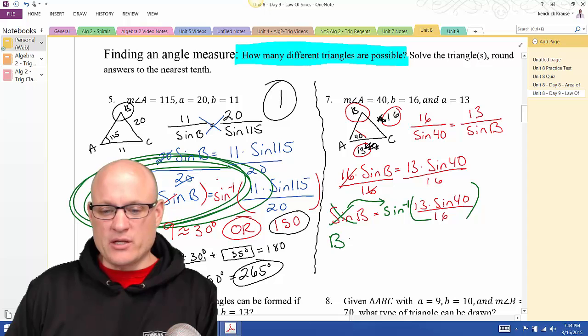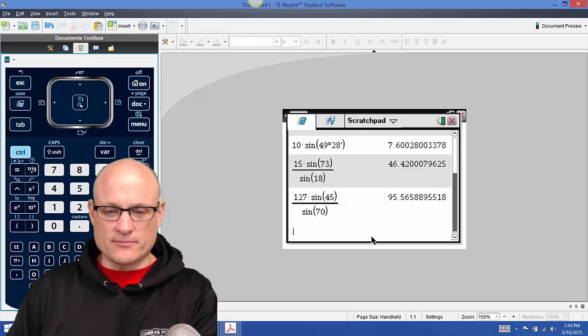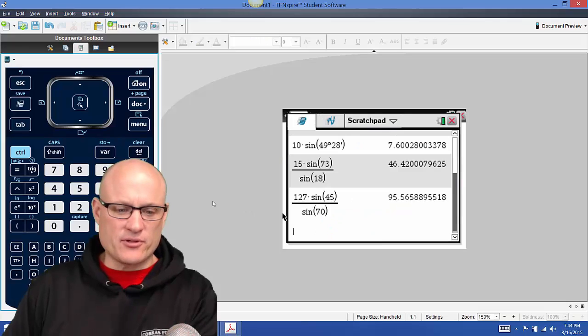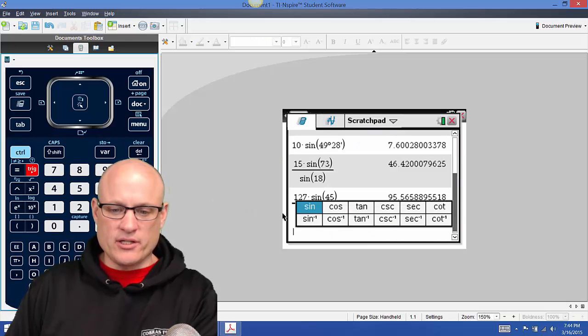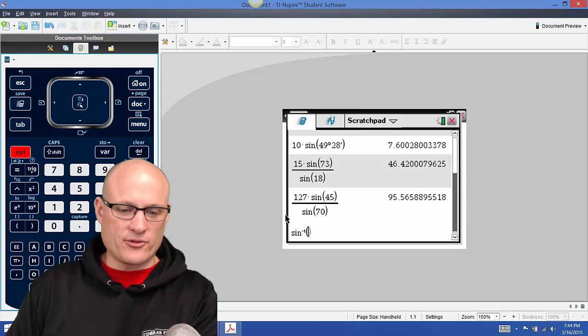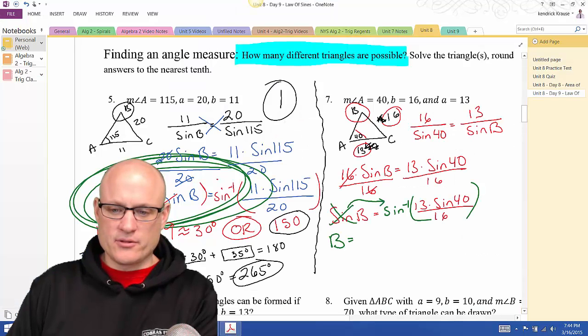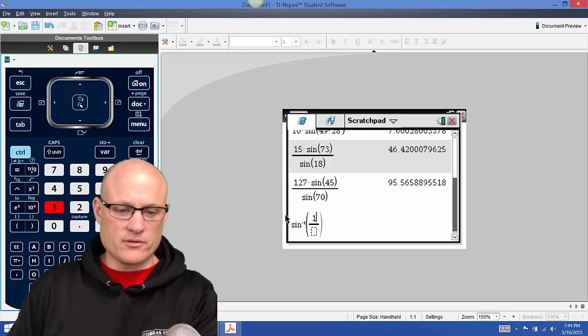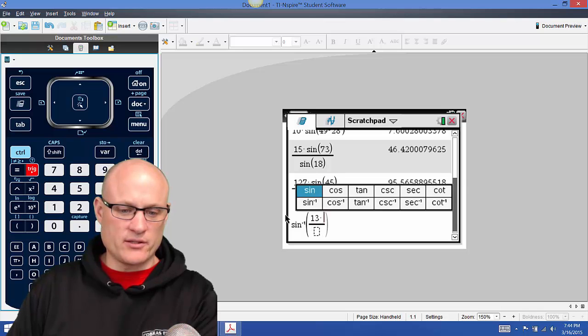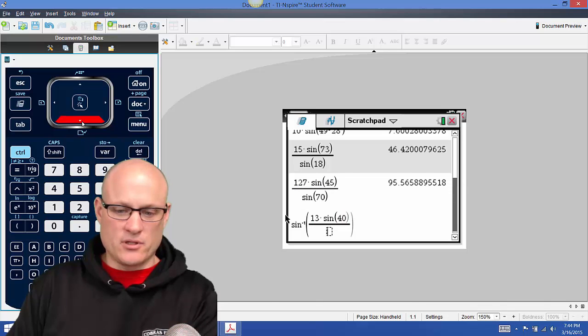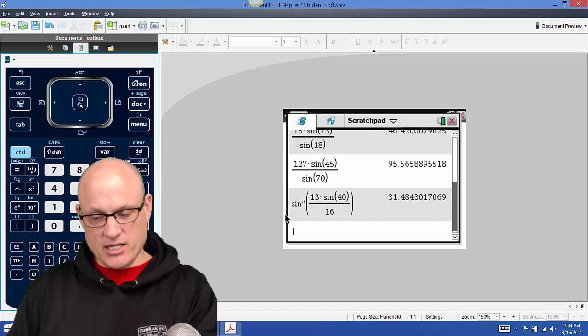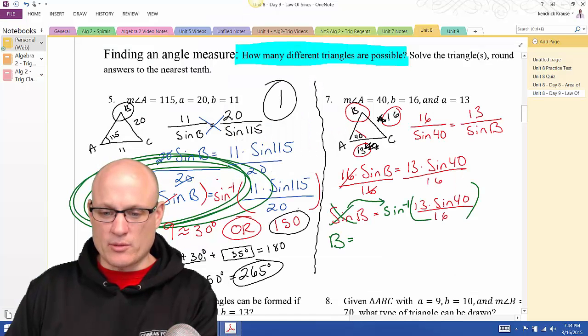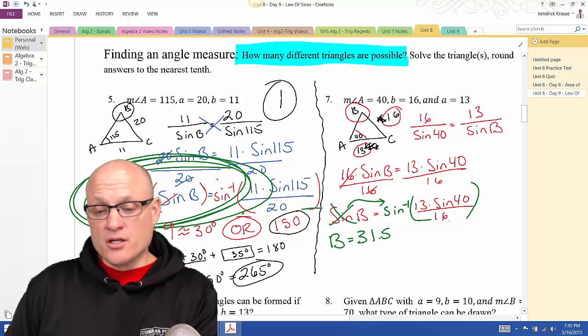We end up with B equals, this one I don't know, so I'm going to have to use my calculator. So the inverse sine of 13 sine 40, so the inverse sine of a fraction, 13 times the sine of 40 all over 16. And I end up with 31.5. Now this is in the first quadrant.